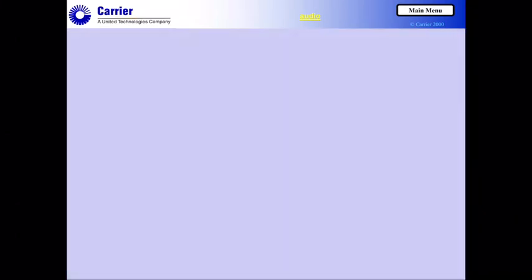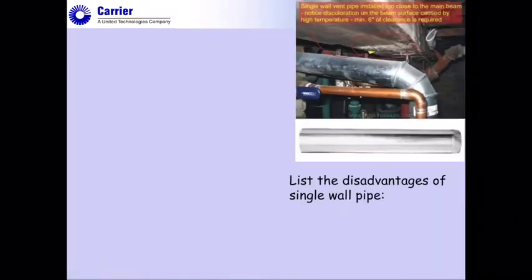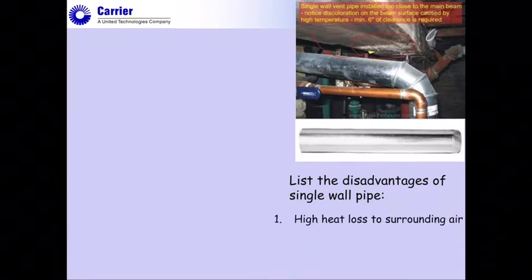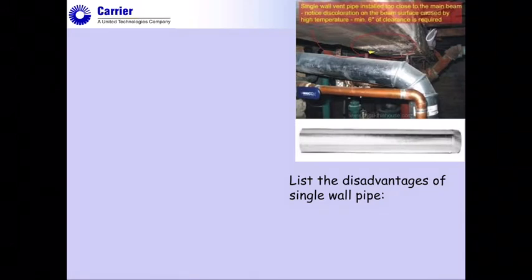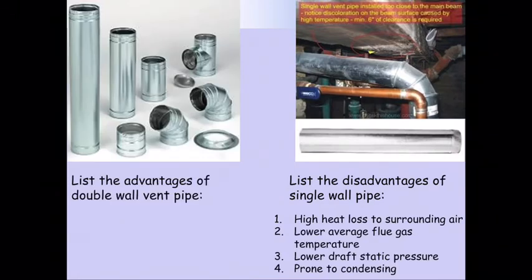So condensation, as you can see, is really quite unlikely. So let's take a look at this. What are some of the disadvantages of my single wall pipe? A few of them that I put down in here. Heat loss to the surrounding area is definitely higher. You're going to have a lower average flue gas temp. The draft that you're going to be getting, that's what we're trying to get, is drafting. That's going to be much lower because I lost so much heat, and it's much more prone to condensing.